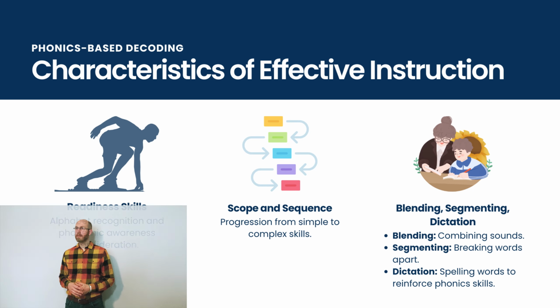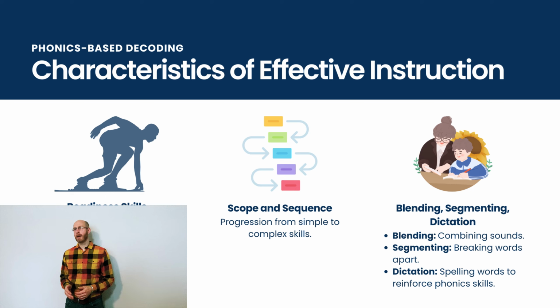The strategies of blending, segmenting, and dictation are also crucial. Blending helps students combine individual sounds to form words, which is fundamental for reading fluently. Segmenting allows students to break words down into individual sounds, which helps with both decoding and spelling. Dictation reinforces these skills by having students write down the sounds and words they hear, solidifying their understanding.